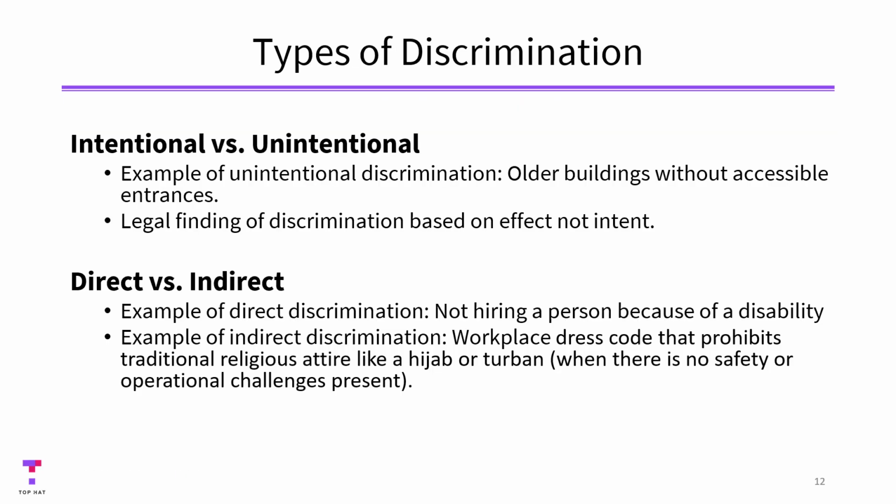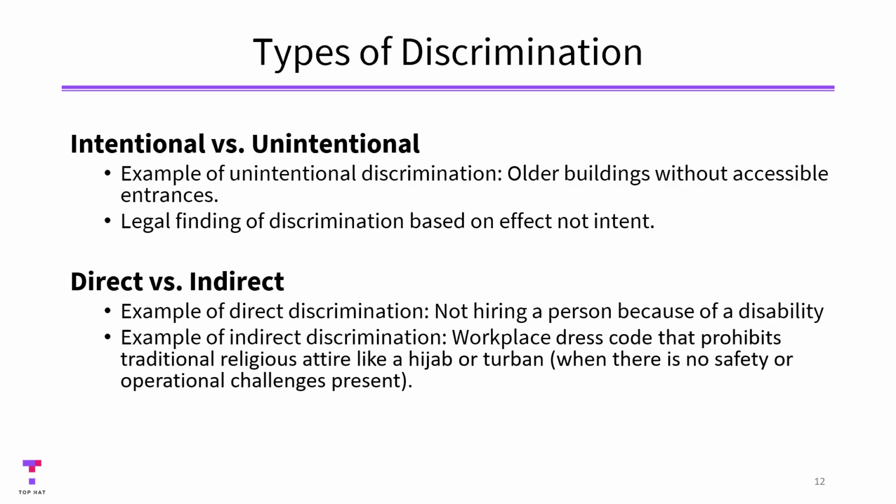So when we look at the different types of discrimination, there are intentional acts of discrimination, which are overt, people intend them to be discriminatory, versus those which are unintentional. So people may discriminate without the motivation to harm somebody. So for example, if there's an older building without accessible entrances, it may be that somebody isn't intentionally discriminating. They just never thought about the ways in which that older building might not be accessible to everyone.